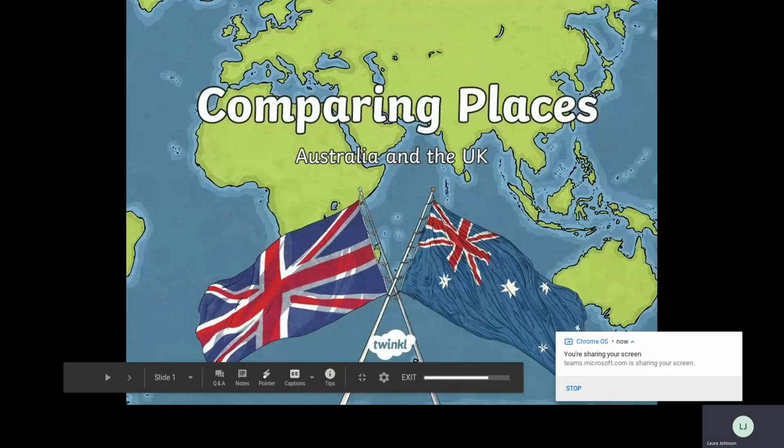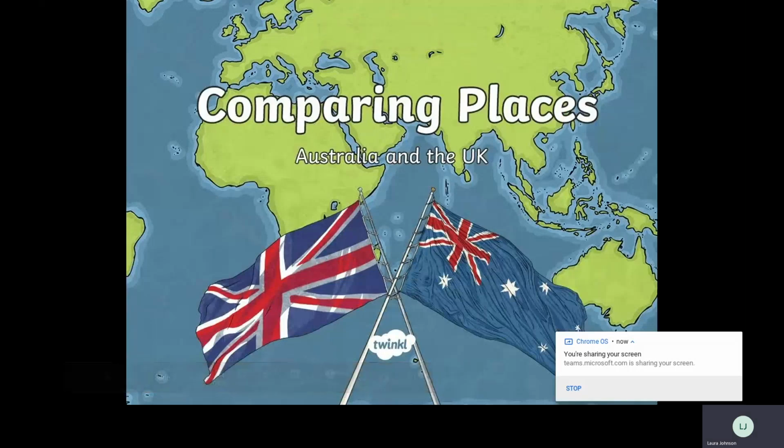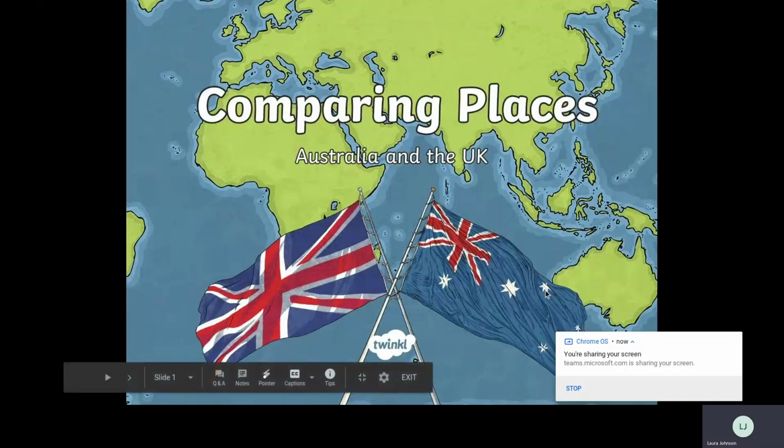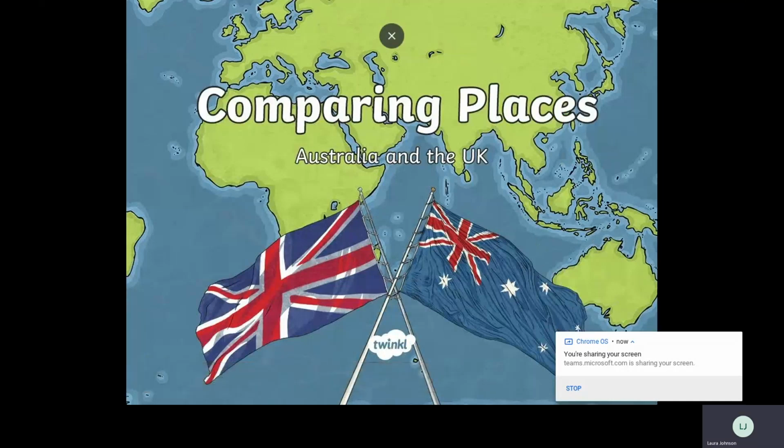Okay, today we're going to compare Australia, which is the country here, all the way on the other side of the world, to our own, the UK, where we live. We're going to be thinking about similarities and we're going to be thinking about differences.